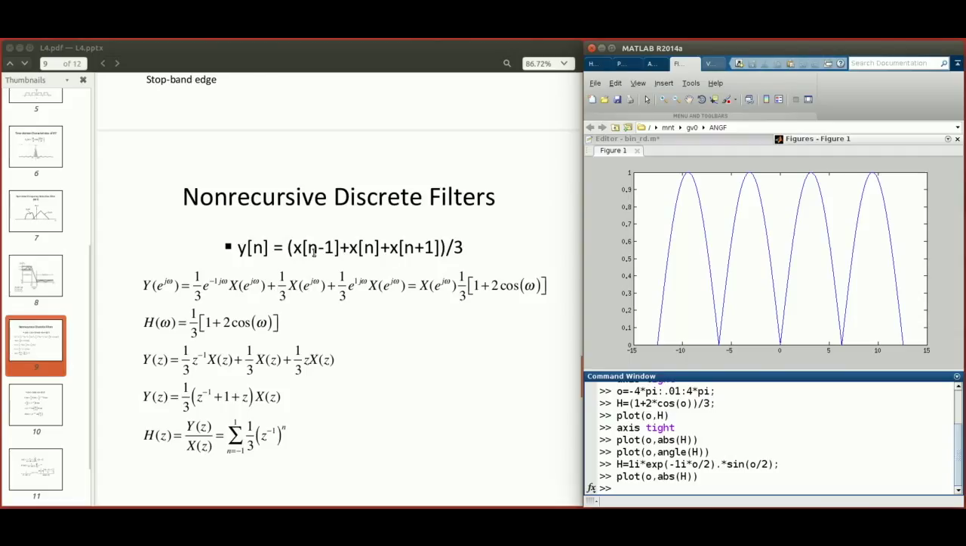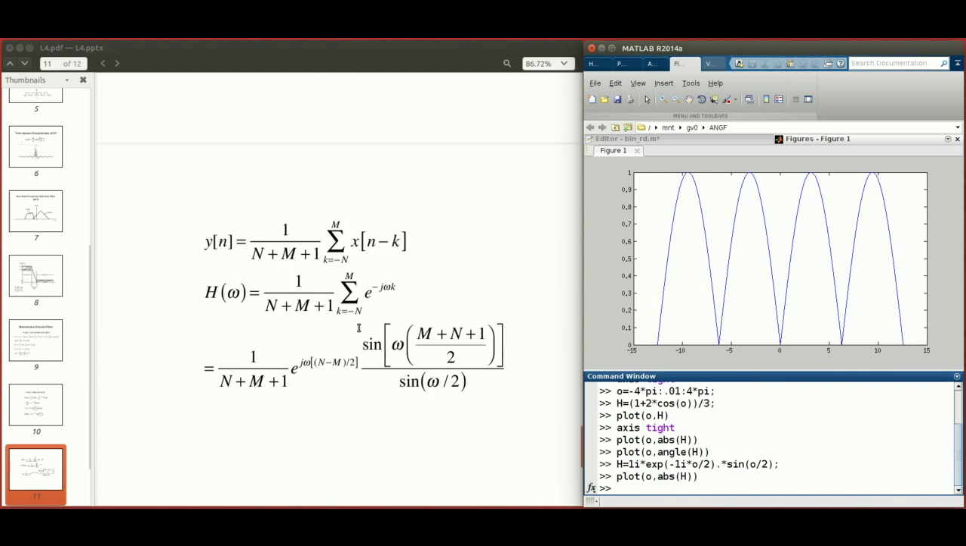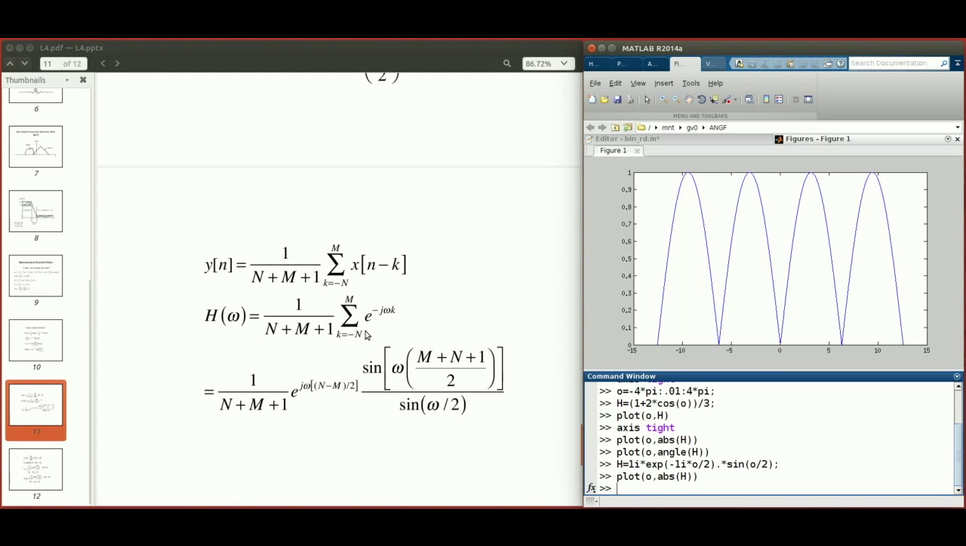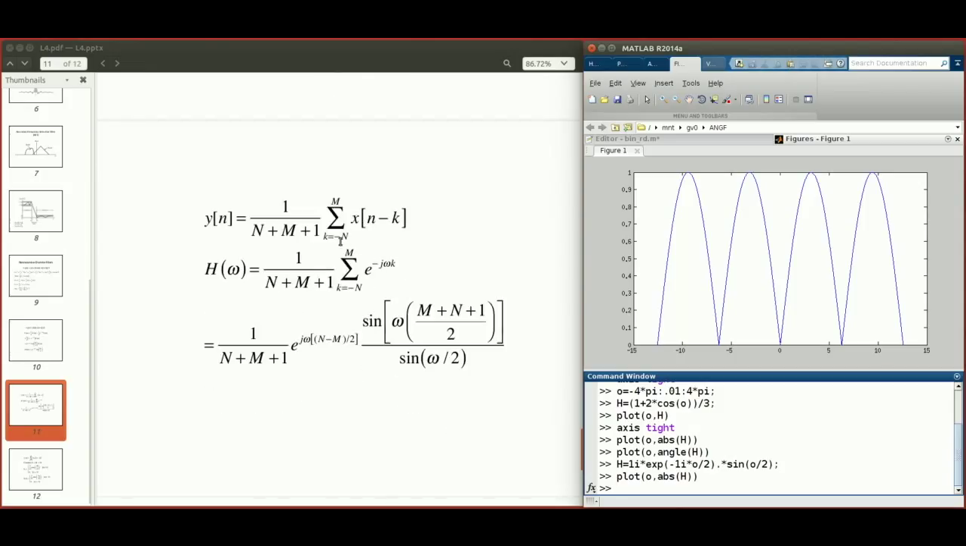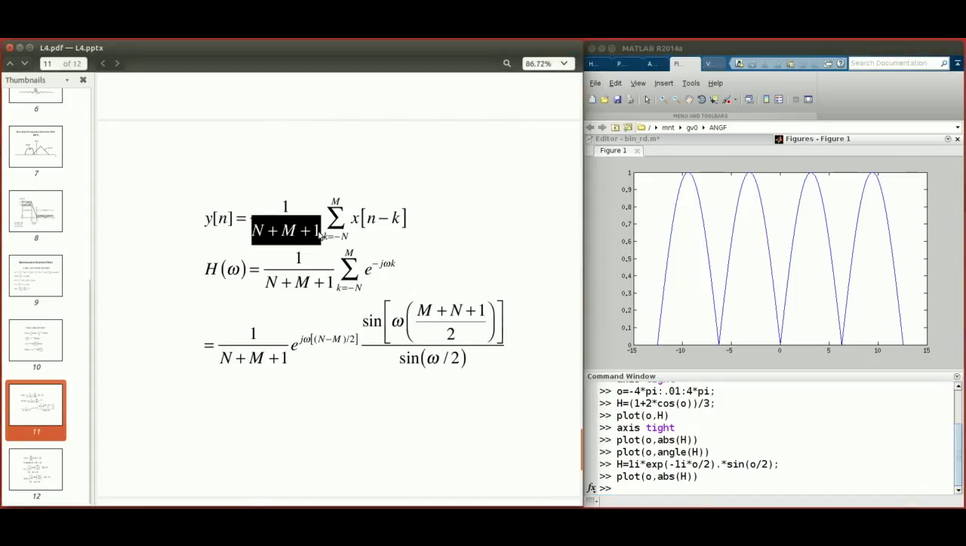This filter is basically a three-point average. But in principle, we don't have to limit ourselves to just 3 points. We can use any number of points to do the average. Here is a generalization of the three-point averaging formula. k goes from minus big N to positive big M, and you're averaging over this many points, which is big N plus big M plus 1. That's why you divide by it. You sum over this range and then divide by the total number of points in your summation range.